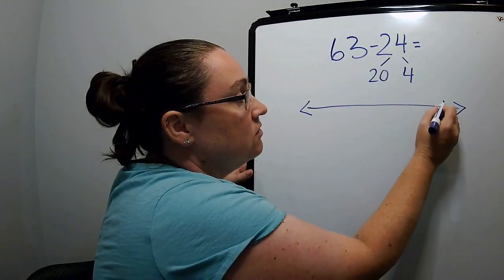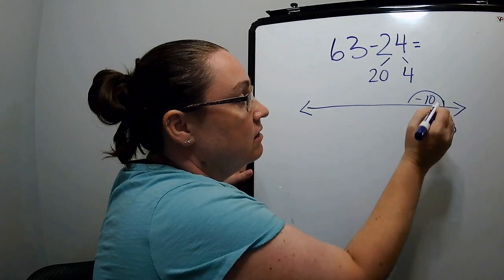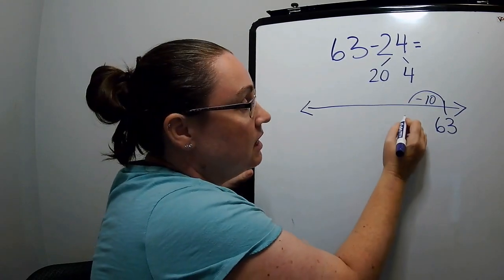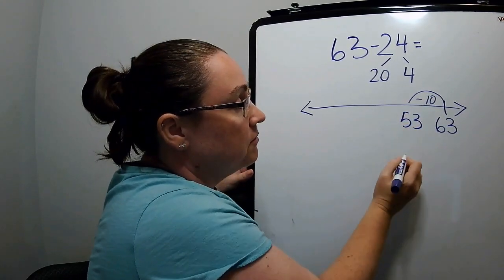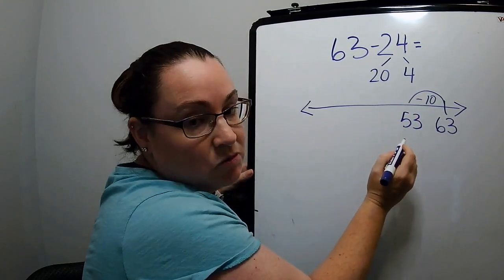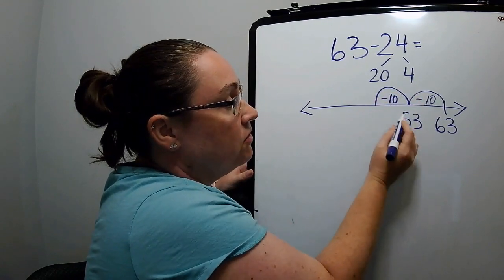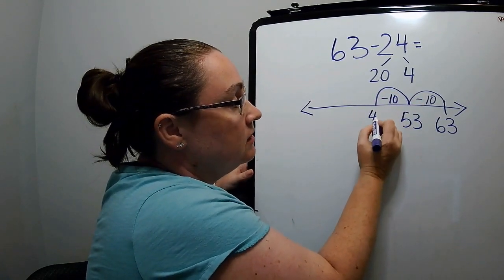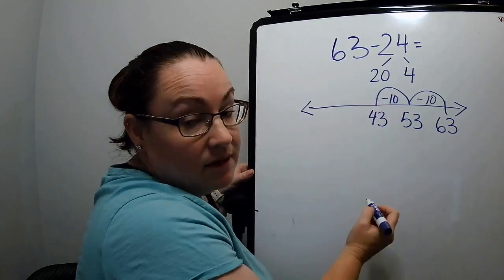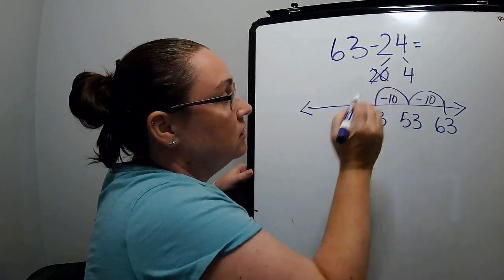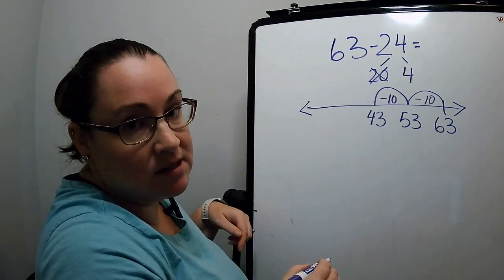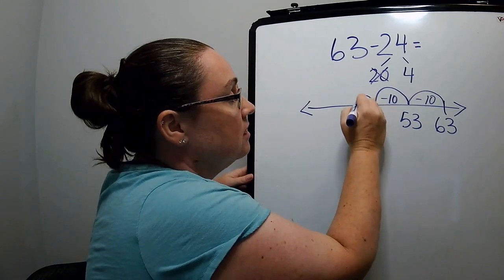Then I start on 63 and I subtract 10. 63 minus 10 is 53. Then I'm ready to subtract another 10. 53 minus 10 is 43. I have subtracted 20, so I can cross it off. Now I'm ready to subtract my 4 ones.